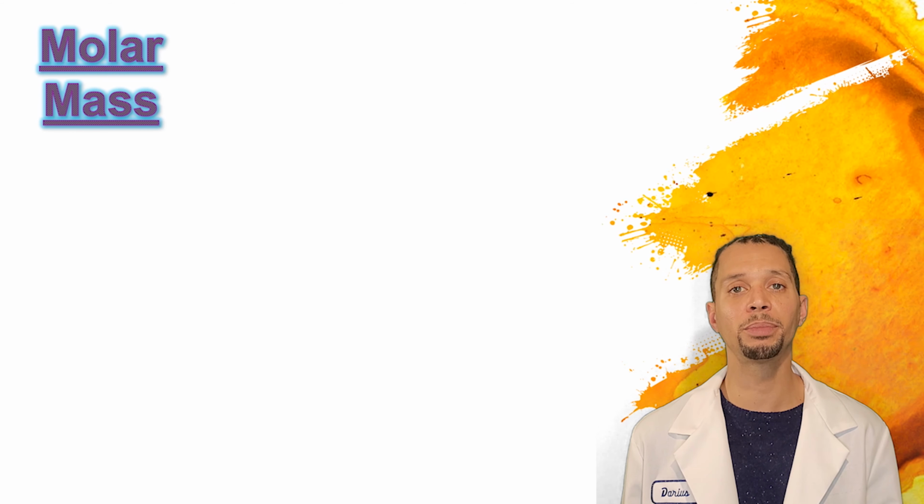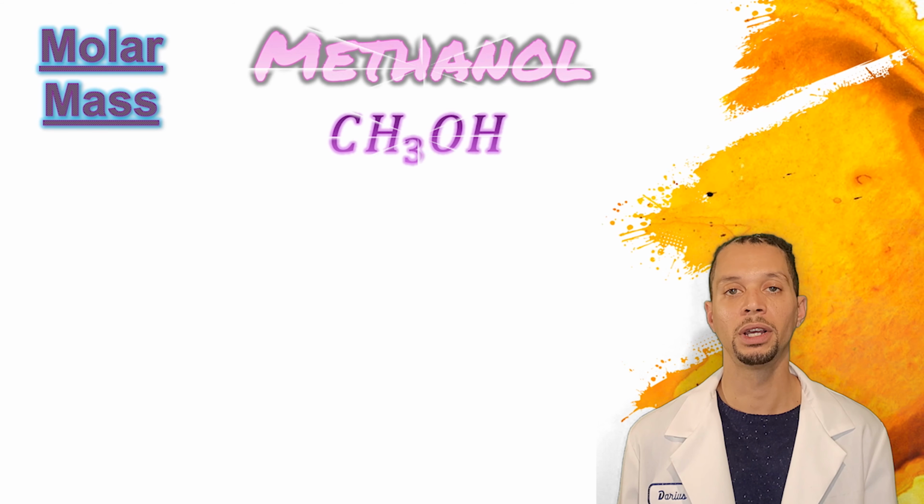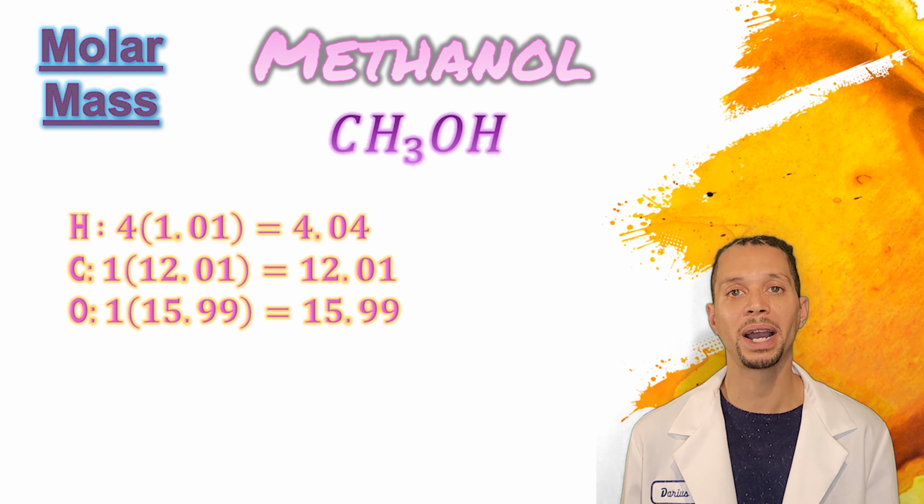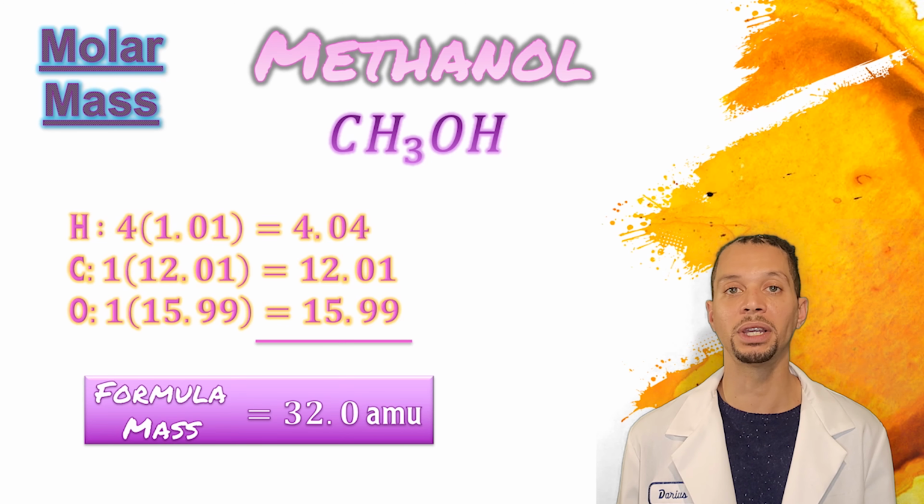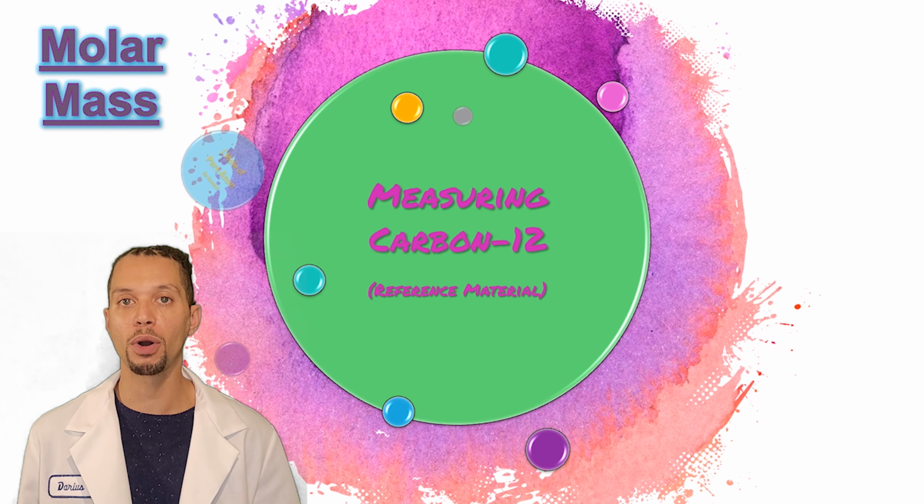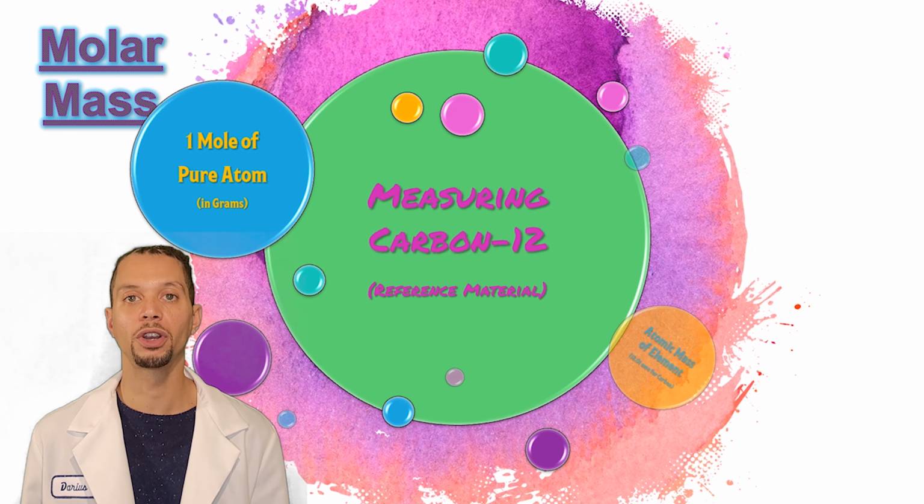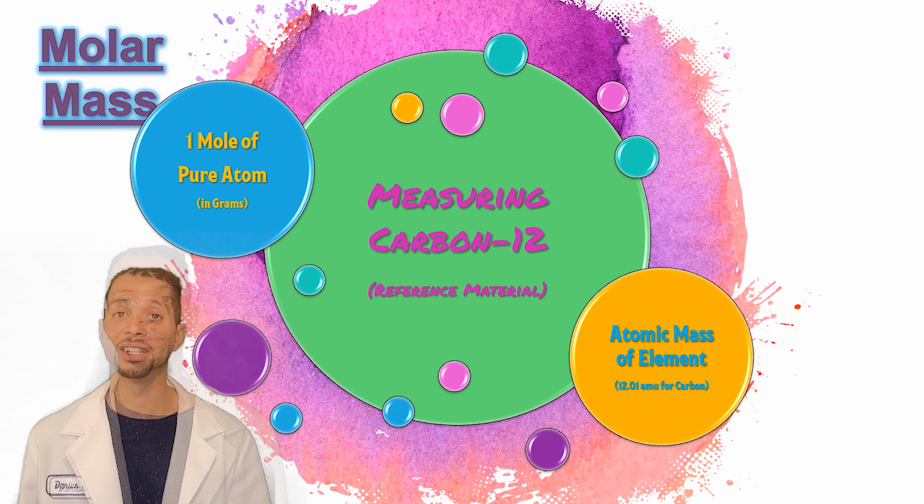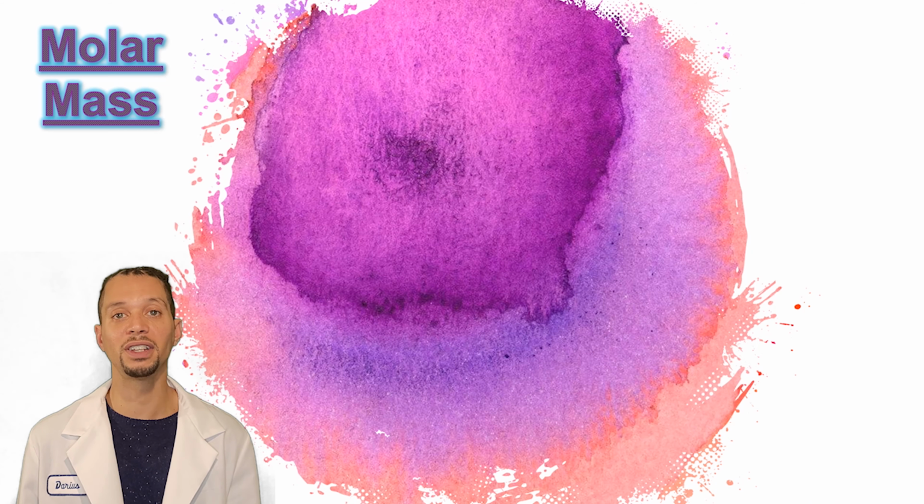Each atom or ion has a particular mass, which is defined on the periodic table. And in this example of methanol, with the chemical formula of CH3OH, by adding the atomic masses of all of the elements in the compound, a formula mass of 32.0 AMU can be calculated. And being that the definitions of the mass of an element and a mole were based on the same reference material, carbon-12, 1 mole of a pure element in grams is equivalent to the mass of that element. In other words, 1 mole of a substance is equal to the mass of the substance in grams.